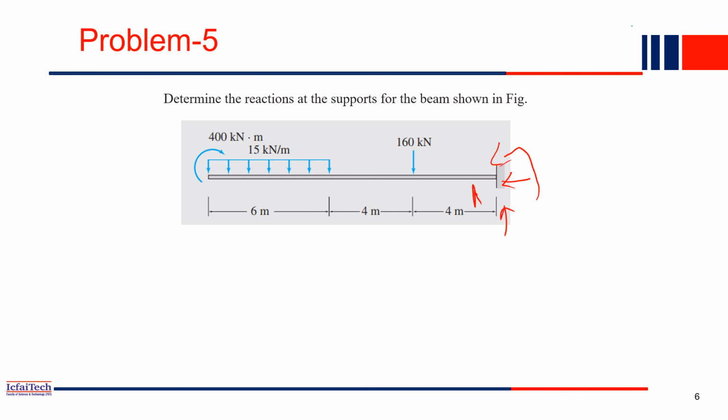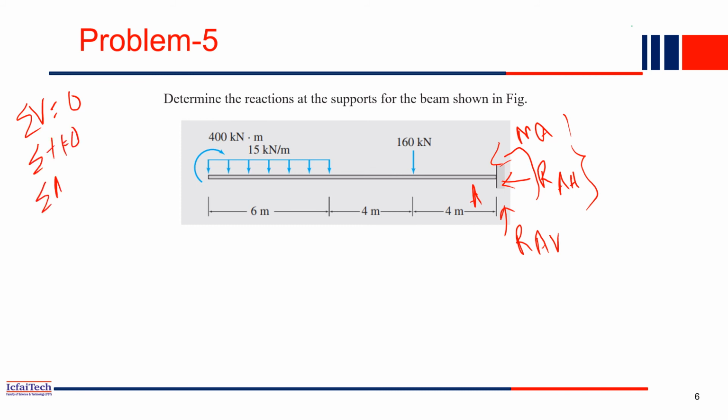So let's give some name A. So this vertical one is reaction A vertical, reaction A horizontal, and this is MA moment. So all these three components you have to find out. That is our question. So how to do this? First you have equilibrium equations. Summation of all vertical force is equal to 0. Summation of all horizontal force is equal to 0. Summation of all moment about A is equal to 0. So these three equations we have.